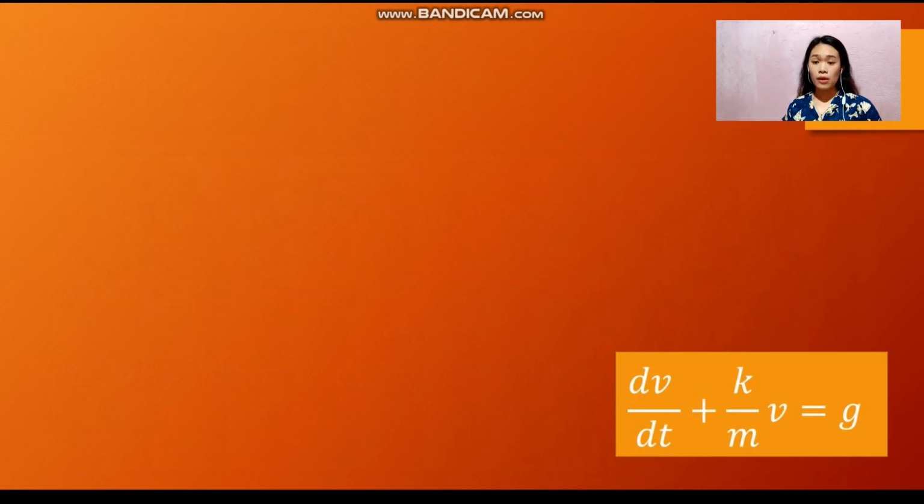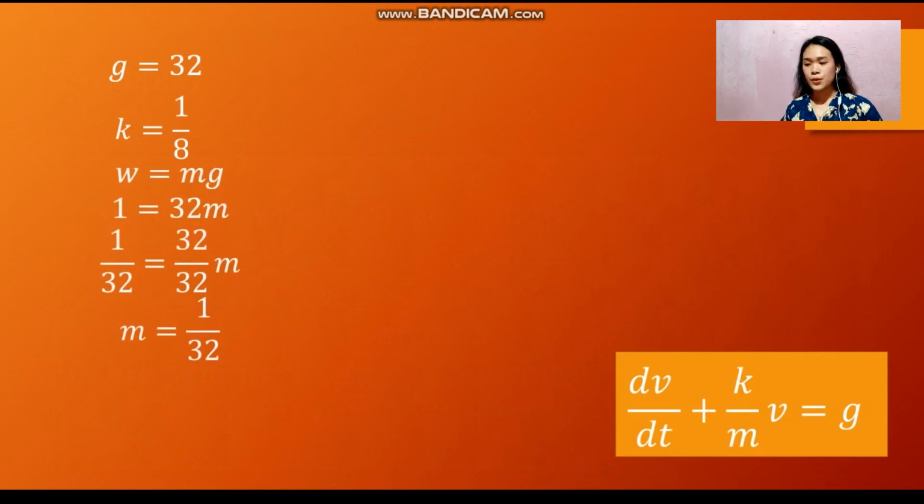Siyempre, kukunin natin yung mga nawawalang value, which is yung g, ang acceleration due to gravity, which is equals to 32 feet per second squared. Since we are dealing with feet, kaya gagamitin natin ngayon is in feet per seconds. Our k now will be 1 over 8 from the given natin na V over 8. So, makukuha na natin ngayon yung value ng mass gamit yung formula ng weight is equals to m times g, since we have the given weight, which is 1 pound.